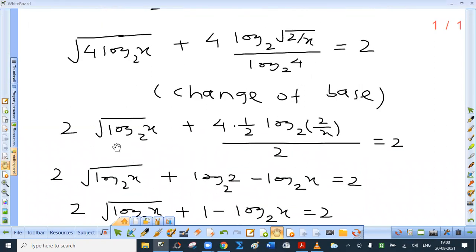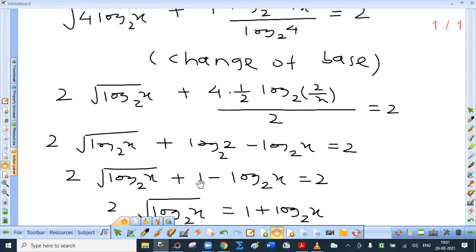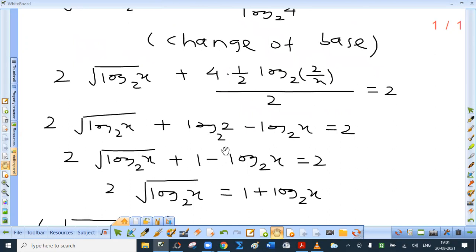Now next step. This is as it is. 4 into half is 2. 2 gets cancelled with these 2. Now what is log of m upon n? Log m minus log n. But log 2 to the base 2 is 1. The logarithm is the power to which the base should be raised.